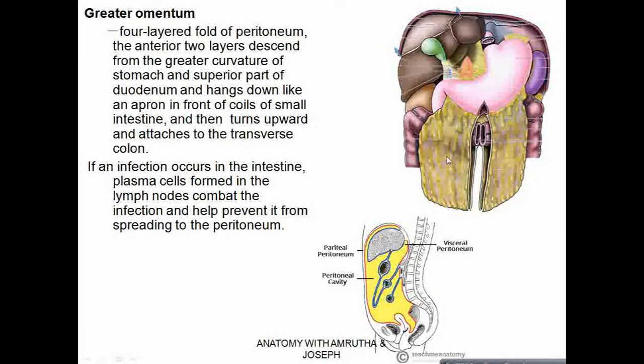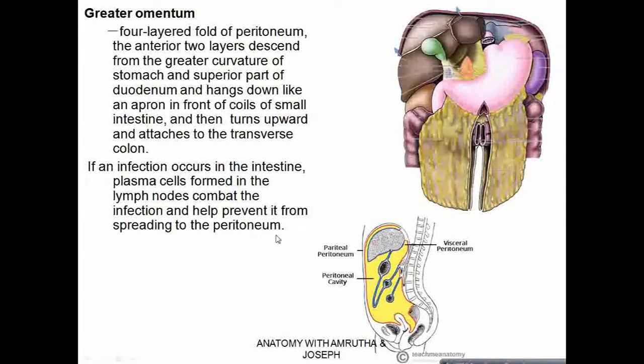What you can see here is the greater omentum, but as you can see, the greater omentum is reflected backwards. Now what is going to happen here? Look at this: first layer, second layer. Now the first layer becomes the fourth layer, and the second layer becomes the third layer. Now let's see what happened.